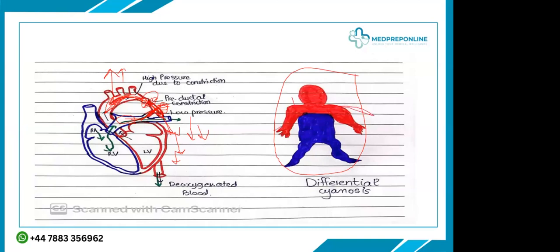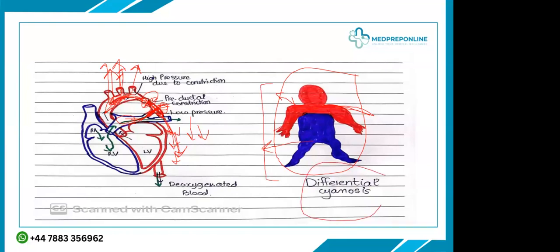The upper limbs are going to be pink or red with normal saturation, because the oxygenated blood is going to circulate into the upper limbs, that is the brain and the upper extremities, while the descending aorta is the one which supplies the lower trunk. So the upper extremity will be pink, and here there is deoxygenated blood shunting from the pulmonary artery through the ductus arteriosus to the descending aorta. So the lower extremity is going to have the deoxygenated blood. Just remember this one. This is called differential cyanosis.